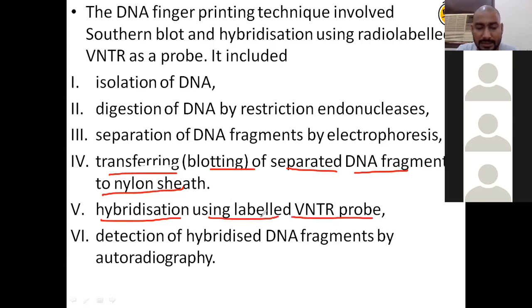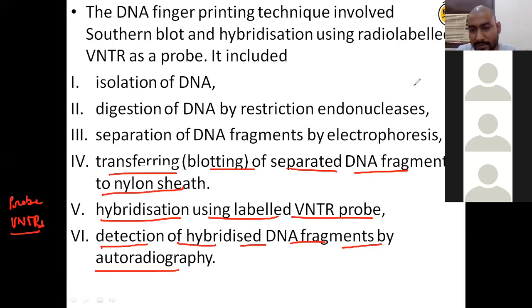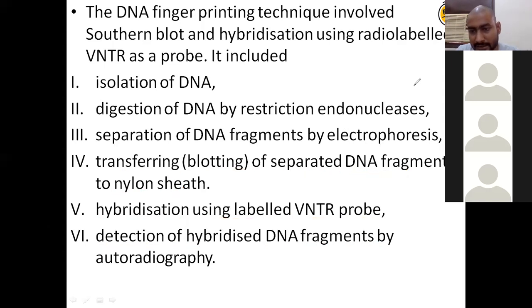Next is hybridization using labeled VNTR probe. This means the probe we already have is labeled, with the VNTR, variable number of tandem repeats. And the last step is the detection of hybridized DNA fragments by autoradiography. So with the help of autoradiography, we can detect the DNA fragments.